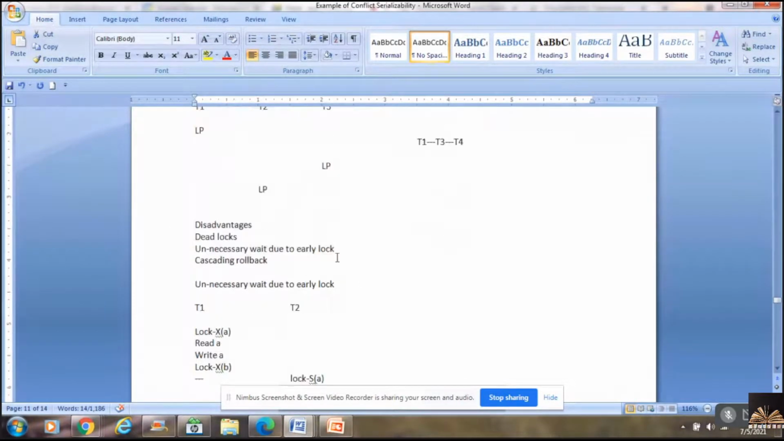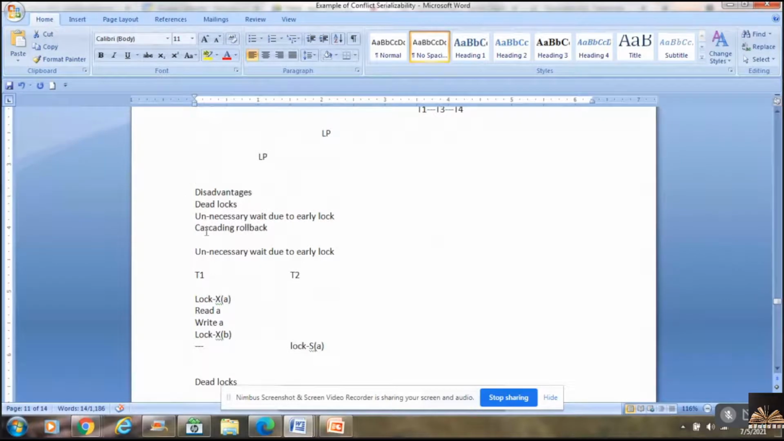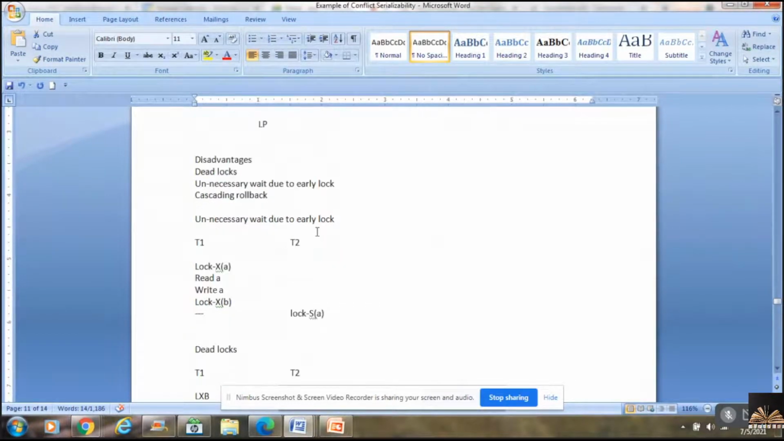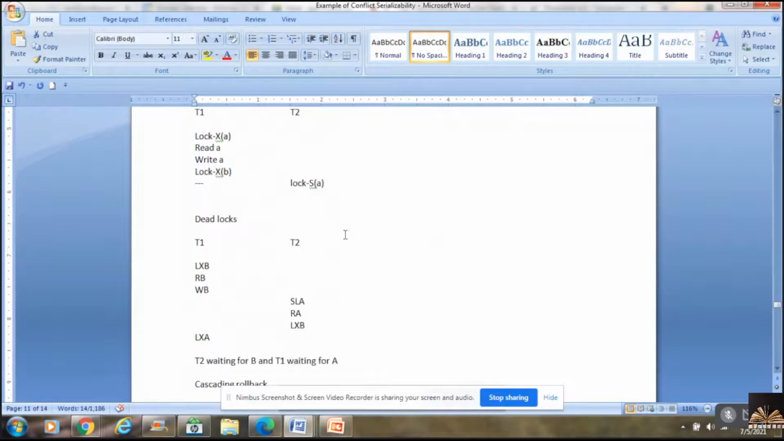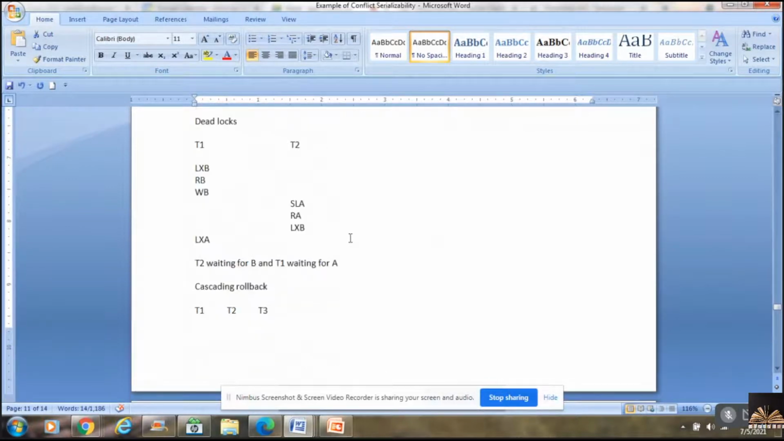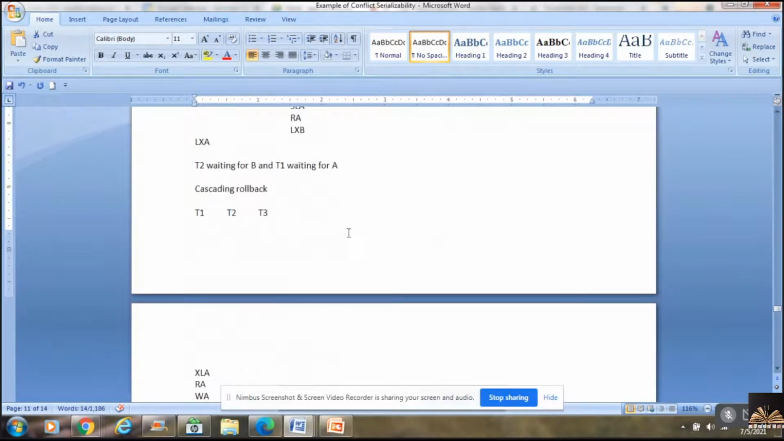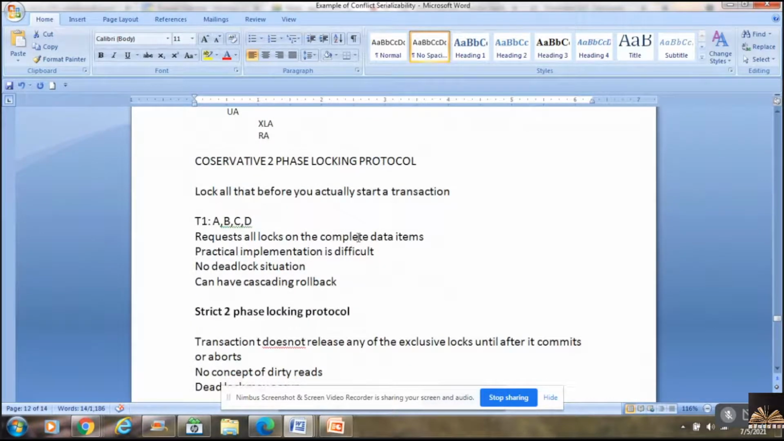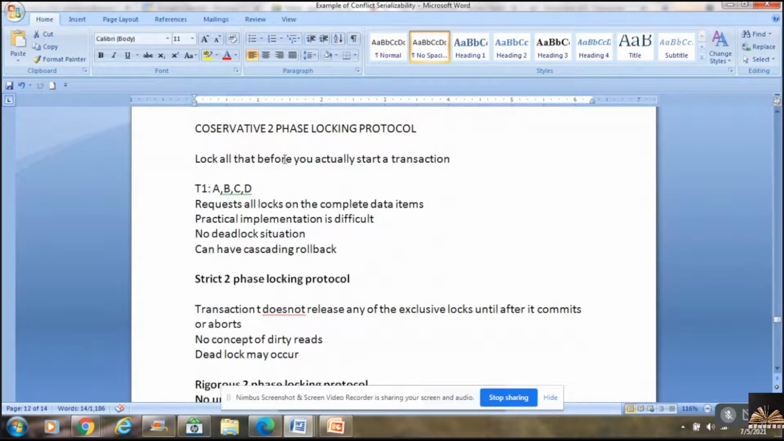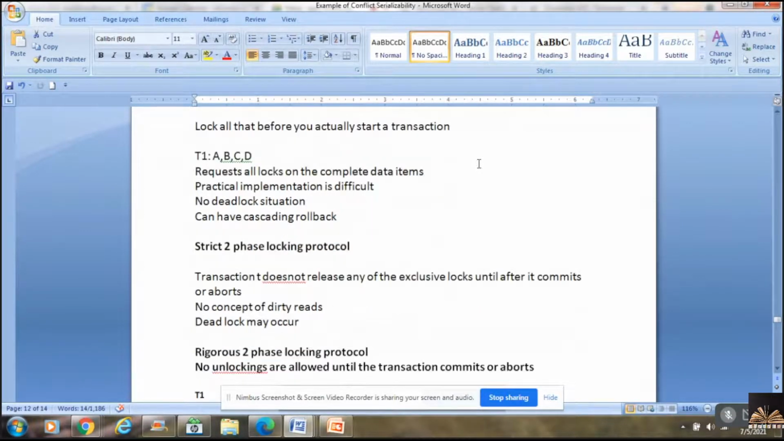The disadvantages: deadlocks, unnecessary wait, cascading rollback. I've told you yesterday. So this is an example of unnecessary wait, deadlock, and cascading rollback. Okay, then you have the conservative two-phase locking protocol, the definition. Then you have, just go through this once.